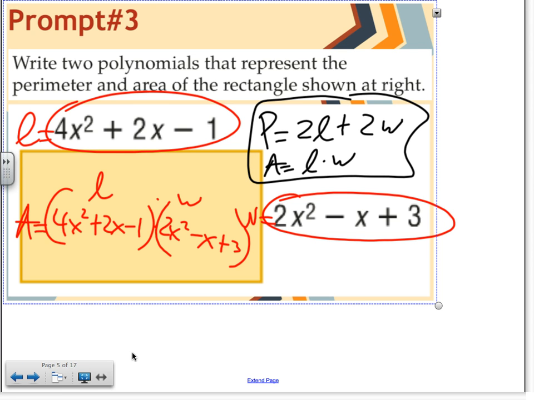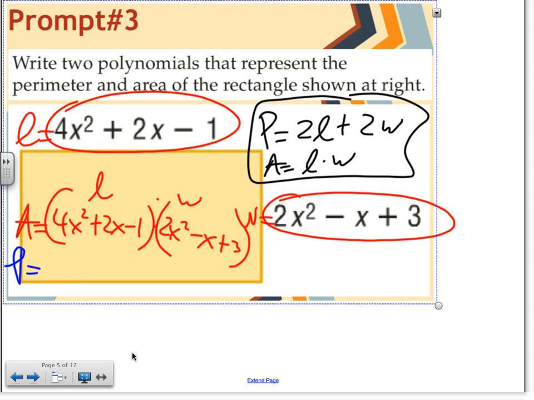Okay, move on to the perimeter then. How do we set up our perimeter structure for this rectangle? So how do we set the perimeter? Go back to the structure. What is it saying? 2L. What does it mean to say 2L? 2 times the length. So how do you write that?